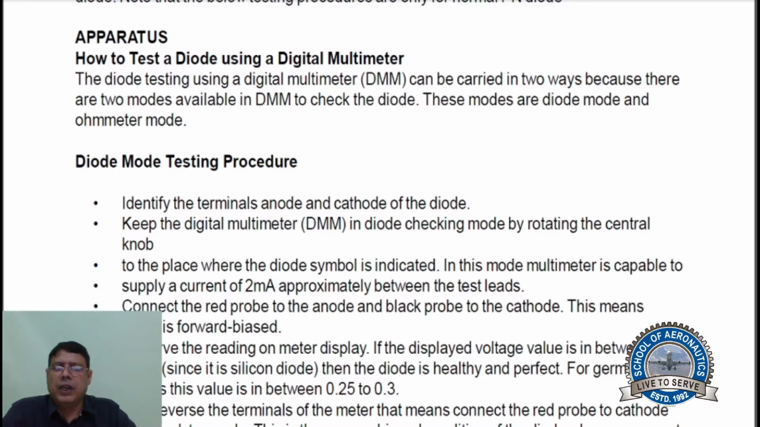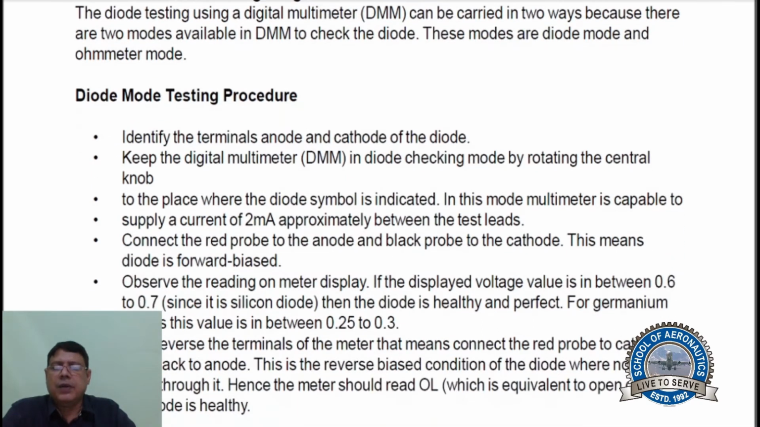Keep the digital multimeter in diode checking mode by rotating the central knob to the place where the diode symbol is indicated. In this mode, the multimeter is capable of supplying a current of approximately 2 mA between the test leads. Connect the red probe to the anode and the black probe to the cathode. This means the diode is forward biased. Observe the reading the meter displays.